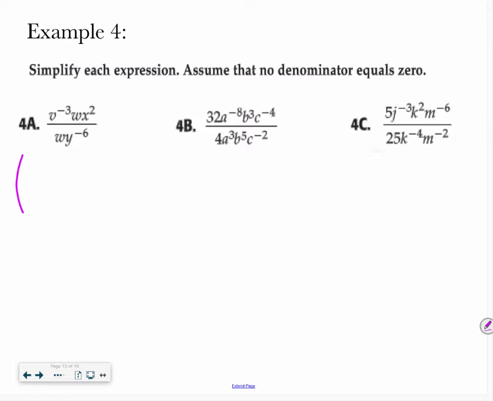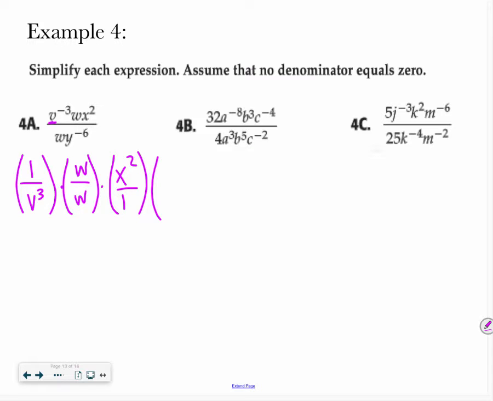So here I have v to the negative 3rd power. In order to make that negative 3 go away and just be a positive 3, I have to move that to the denominator because it's currently in the numerator. I don't have any other v's, so I'm going to leave that. And then I have w over w times, I have an x squared in the numerator, and then I have y to the negative 6th power in the denominator. So I know I have to move that to my numerator in order to make it positive, and that's the only y value I have.